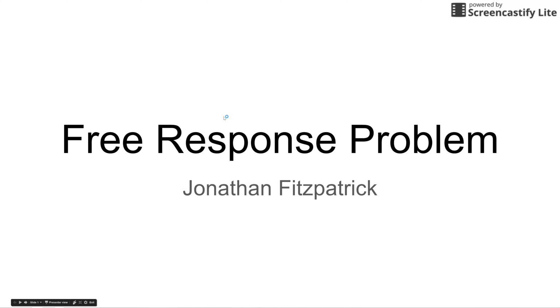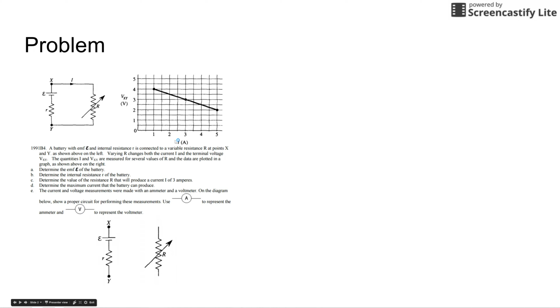Okay, so today I'm going to explain this free response problem. The problem is a circuit, and it says a battery with an EMF E and internal resistance r is connected to a variable resistance R at points X and Y, shown above on the left. Varying R changes both the current I and the terminal voltage V of XY. The quantities I and V of XY are measured for several values of R, and the data are plotted in a graph as shown above on the right.